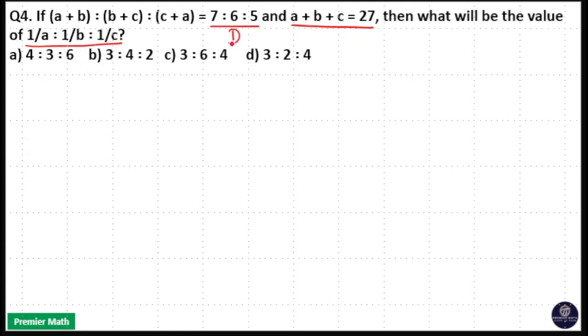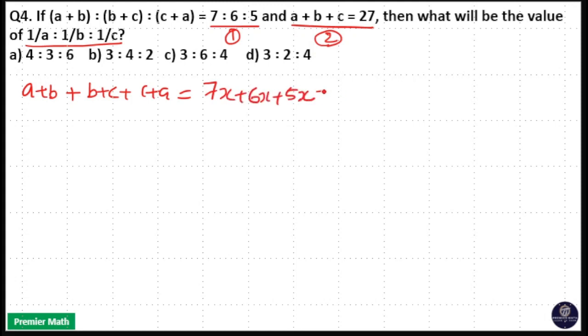Here this is equation number 1 and this is equation number 2. So when you add the terms of equation number 1, that is a plus b plus b plus c plus c plus a is equal to 7x plus 6x plus 5x. That means 18x. Here we have 2a, 2b and 2c. That means 2 into a plus b plus c will be 18x.